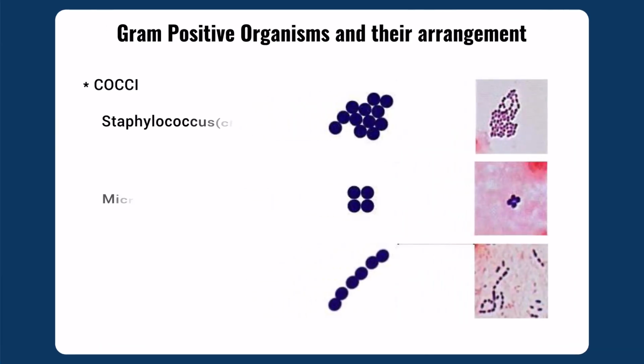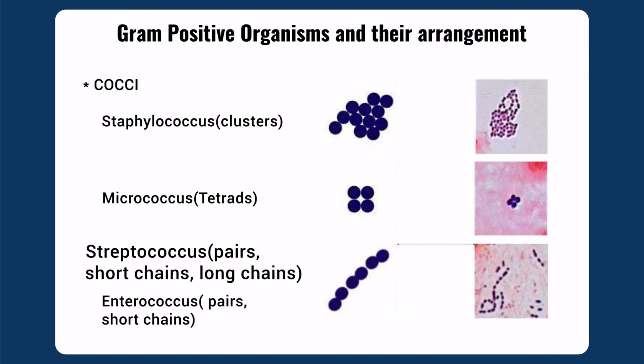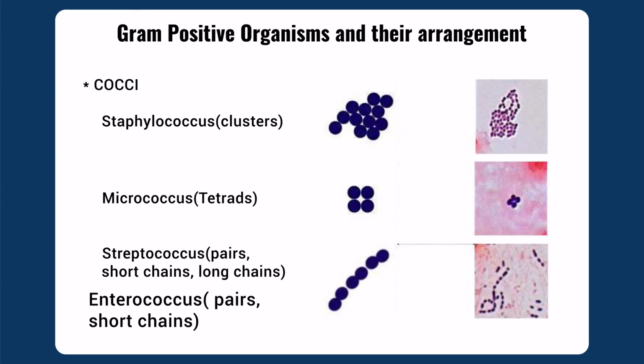So moving on to the different types of gram-positive and gram-negative bacteria. Based on the arrangement of organisms or the shape of organisms, they are called either cocci or bacilli. In cocci, based on arrangement, they are differentiated by different names. For example, the cocci which are in clusters, mostly seen in Staphylococcus. It can be aureus or it can be coagulase-negative Staphylococcus. The second, tetrads, most commonly seen in Micrococcus. Third, Streptococci. It can be in pairs, short chains or long chains. And Enterococcus.